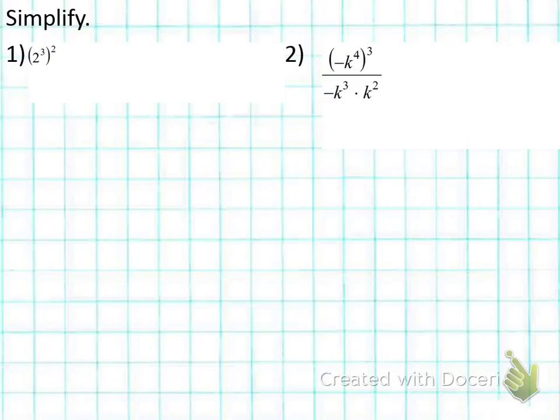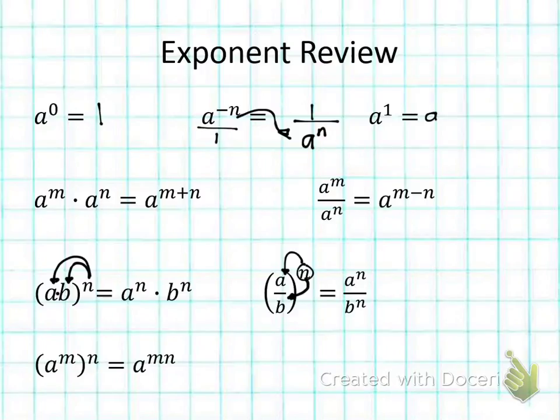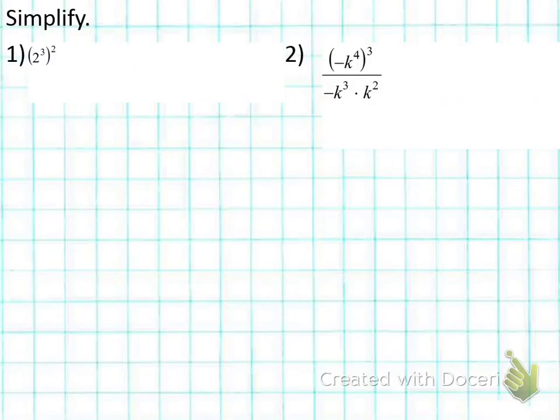Problem 1 says 2 to the third raised to the second power. It means we have a power being raised by a power. If I look back at my last screen, I know this is the last property, right? So I'm going to keep my base, 2, keep the 3, and then multiply my exponents together. 3 times 2 is 6, so this is like saying 2 to the 6th power. And to the 6th you can work out if you like.